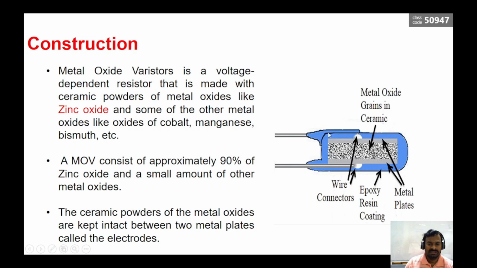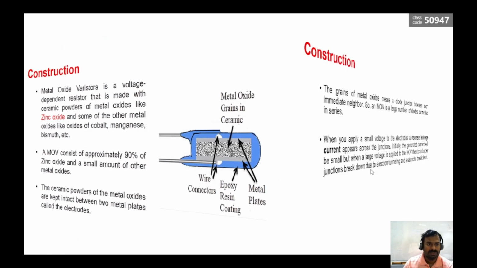Constructionally, it is almost like a capacitor. We have two plates and certain materials between them. Those materials are a ceramic powder made up of metal oxides like zinc oxide and some other metal oxides like oxides of cobalt, manganese, and bismuth. So an MOV consists of approximately 90% zinc oxide and small amounts of other metal oxides. How is it packed? The ceramic powders of the metal oxides are kept intact between two metal plates called electrodes, just like our capacitor.